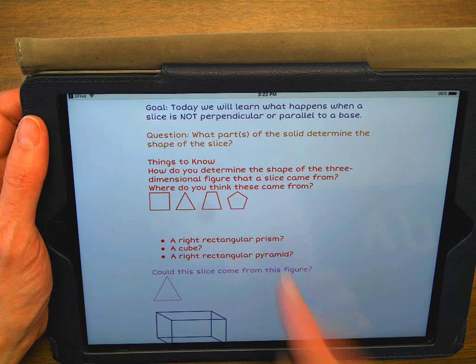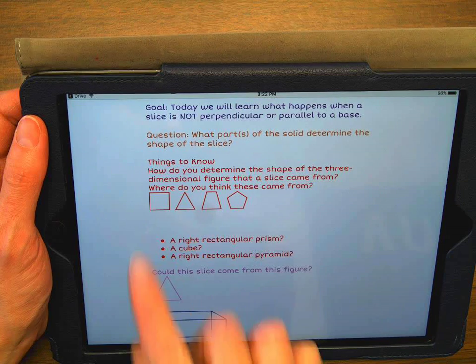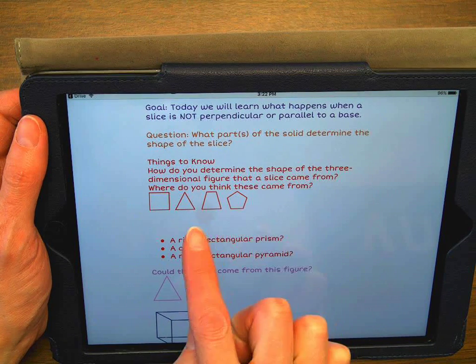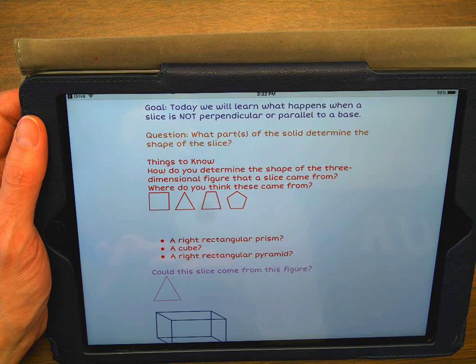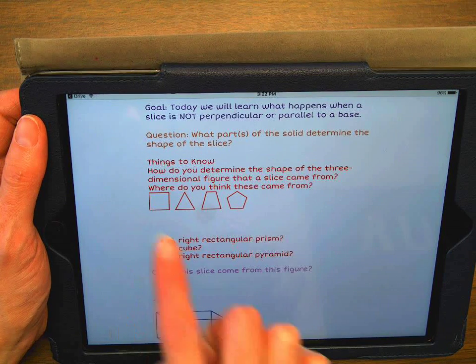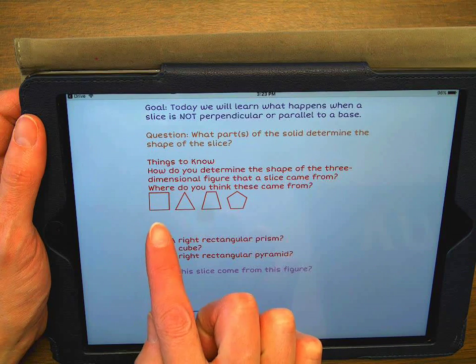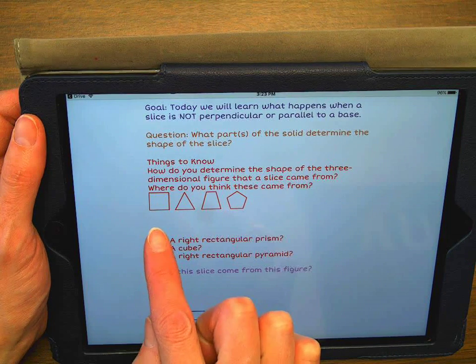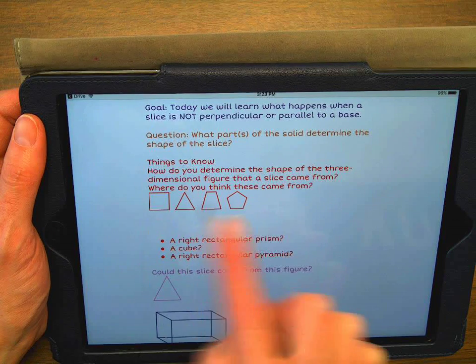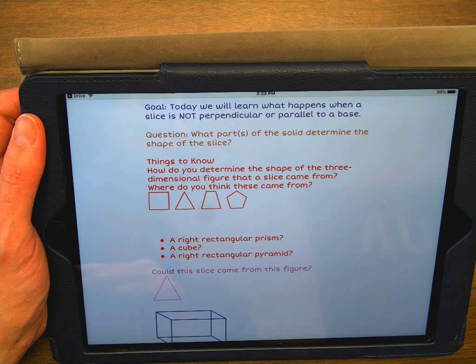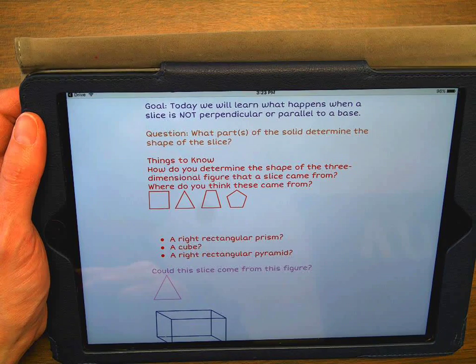So it's kind of an interesting thing because these slices or planes don't always come only from the shape that they show. What we've been learning up until now with it being a parallel plane or slice is that it mirrors the base. But today you're going to see that some of these faces from the slices actually can come from different shapes that you would never guess.